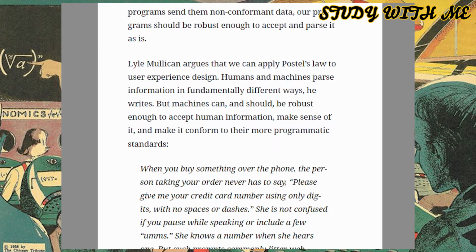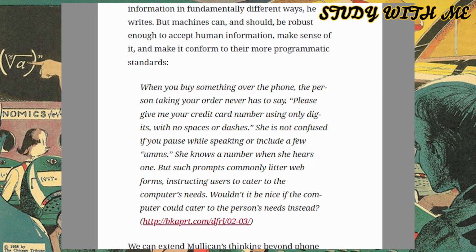When you buy something over the phone, the person taking your order never has to say, "Please give me your credit card number," using only digits with no spaces or dashes. She's not confused if you pause while speaking or include a few ums. She knows a number when she hears one, but such prompts commonly litter web forms, instructing users to cater to the computer's needs. Wouldn't it be nice if the computer could cater to the person's needs instead?